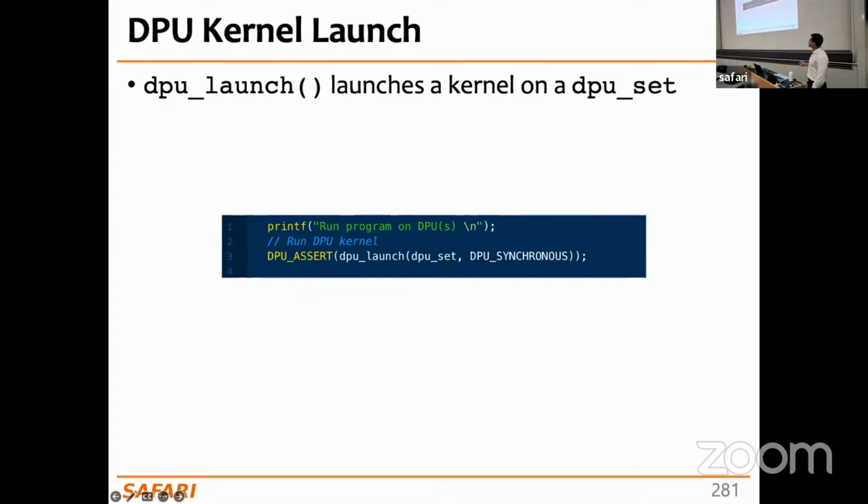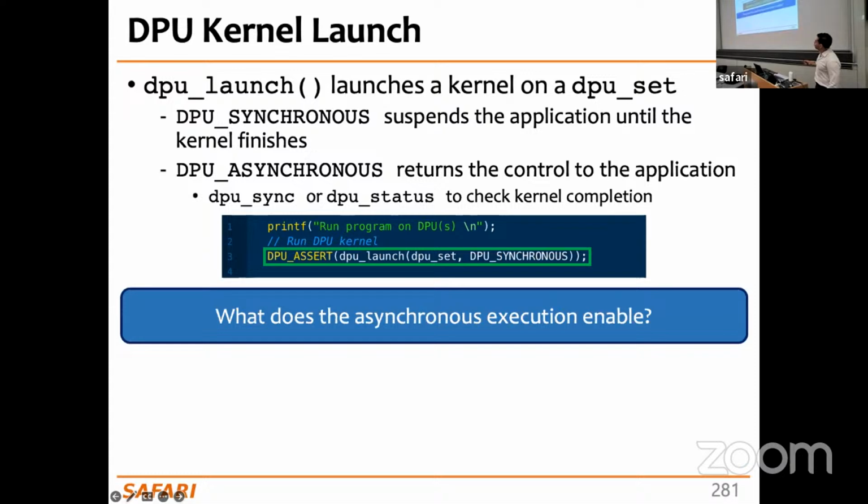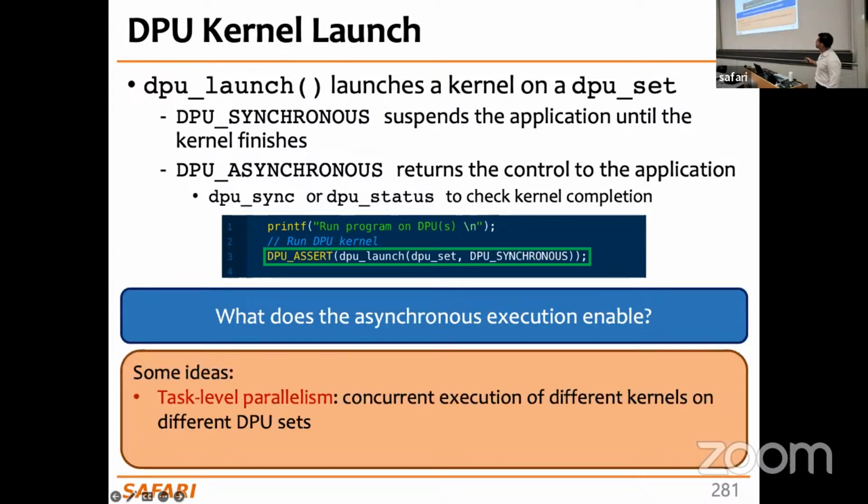So after that, you can launch the kernel. To do that, you do DPU launch and the DPU set, and then the launch can be either synchronous or asynchronous, depending on the parameter that you pass over here. But mostly you're going to use the synchronous one.